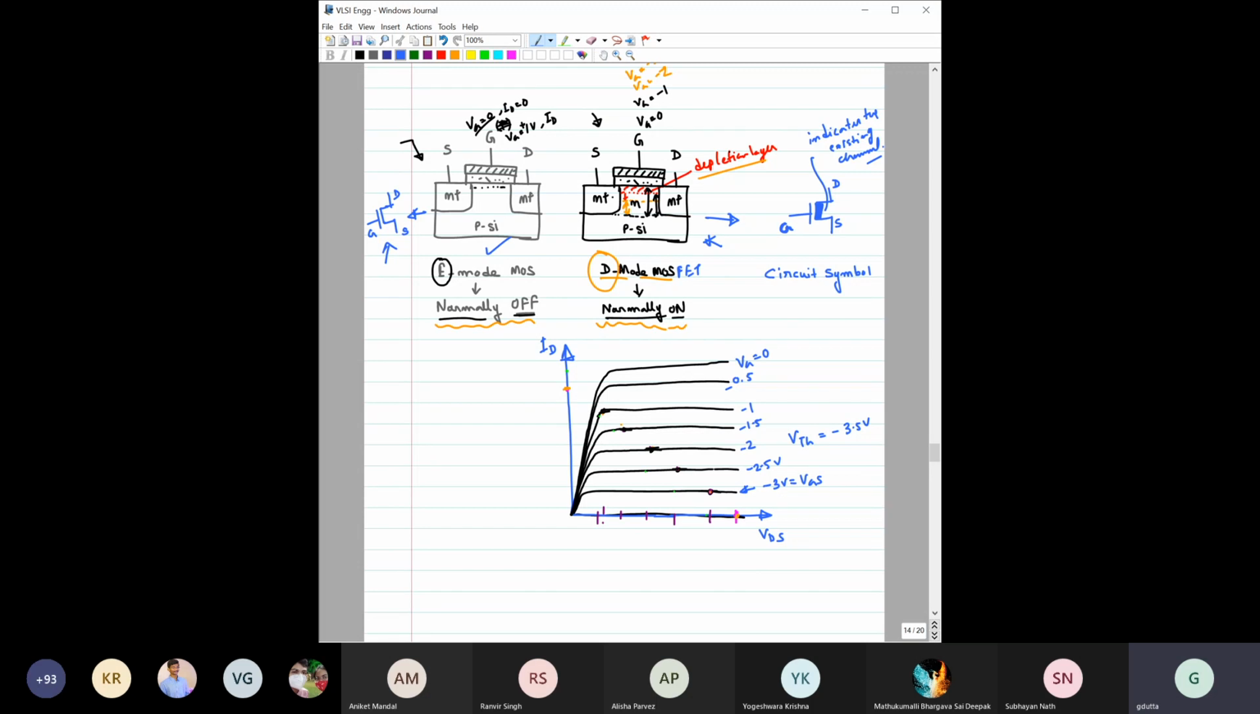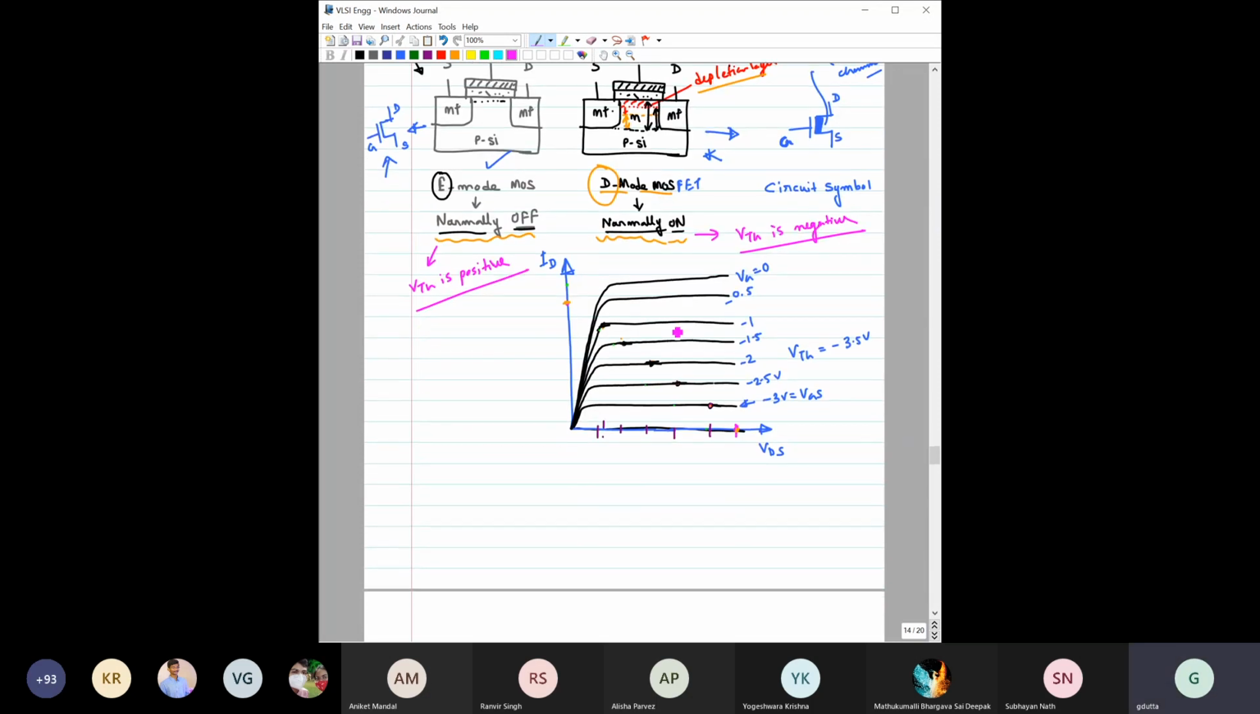So we would be able to take this D mode device from this point onwards and make a circuit, and use this D mode device in one of our circuits, right? And let's see this. So here, remember one more thing. For this, VTH is positive. For this, VTH is negative. This is another point.